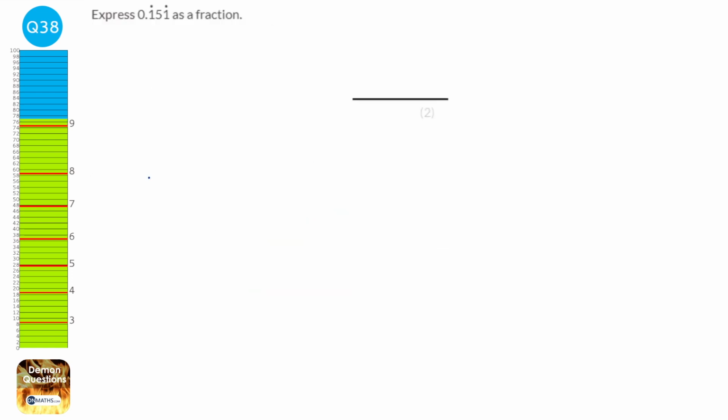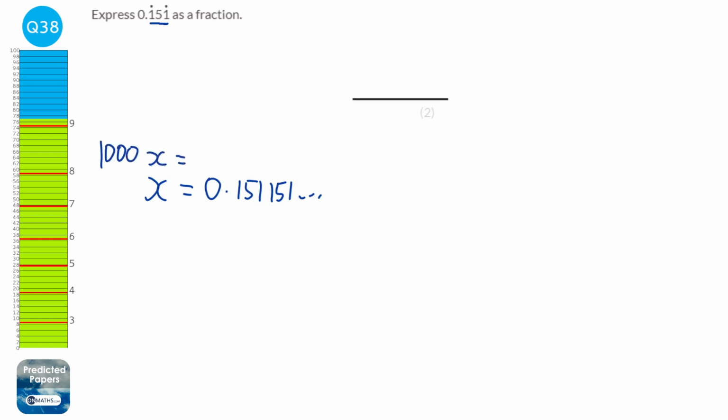We're going to first of all get x equal to 0.151151, blah, blah, blah. And what we need to do is pull all of the recurring numbers in front of the decimal point, or at least one instance of them. So I need to times it by 1,000. So we're going to do that. Times it by 1,000, and we'll get 151.151151, blah, blah, blah.